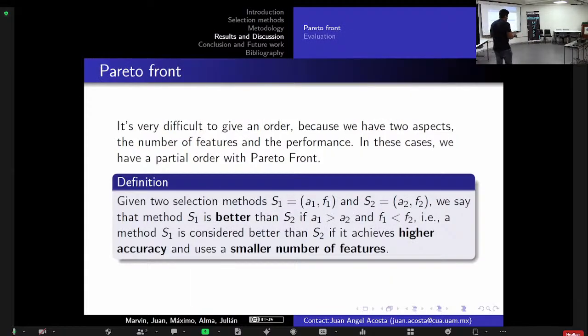The next step is difficult: comparing two methods. It's difficult because we have two aspects. The first is the number of filters, and the second is the performance. In this case, the Pareto front gives a partial order. For example, we have methods to compare two methods.